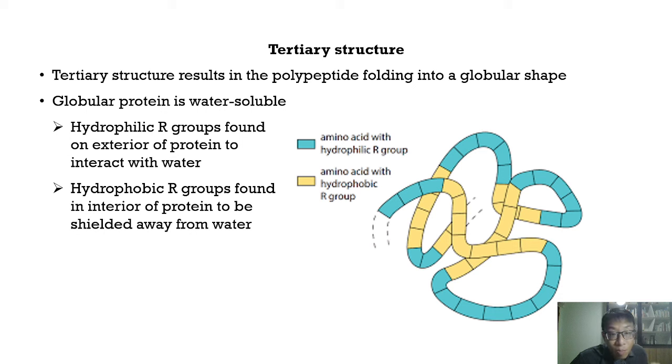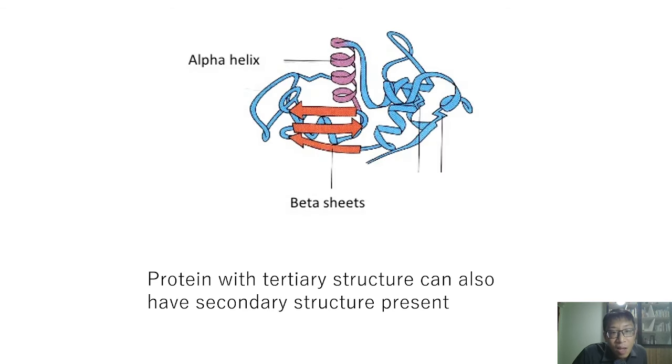So when the globular protein, the tertiary protein, is folded in such a way, it is able to interact with water overall, so therefore it is able to dissolve in water, it becomes water soluble. So when you see a protein that is globular in shape, you can straight away deduce that it should be soluble in water. And we looked at the secondary structure already. A protein that has a tertiary structure may also have secondary structure in its overall folding. So this is a tertiary protein, a globular protein, extensively folded, but certain parts of the polypeptide, you can see, form secondary structure.